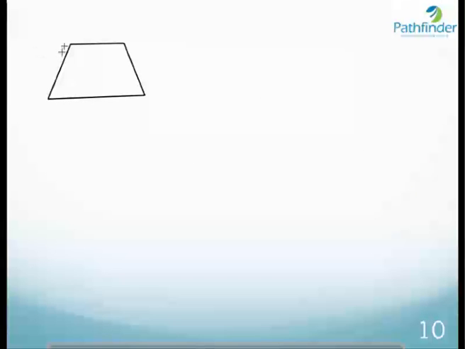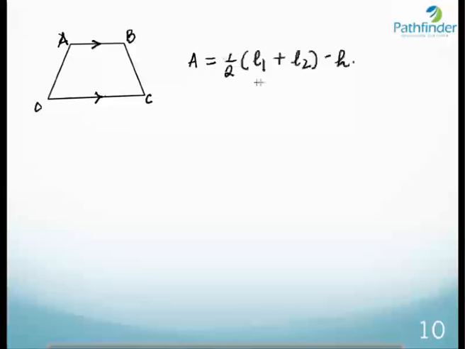Next we have properties of trapezium. ABCD is a trapezium. AB and CD are parallel lines, and AD and BC, which are the legs of this trapezium, are the non-parallel sides of this trapezium. Area of a trapezium is given by half of L1 plus L2 into height, or h, where L1 and L2 are the two parallel sides, and height is the perpendicular drop from either A or B on the line CD, which is equal to h.